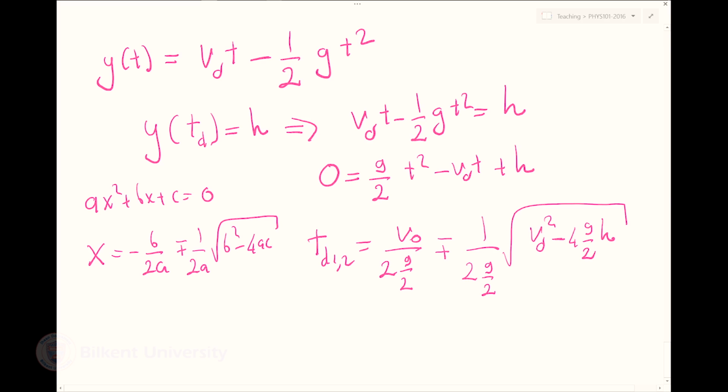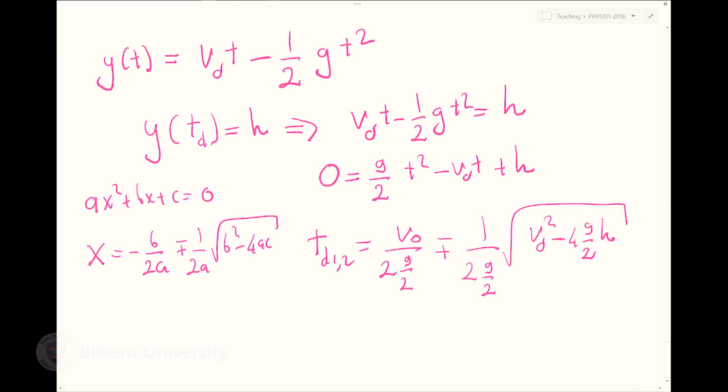v0 over g plus square root of 1 over g square root of v0 square minus 2gh, minus v0 over g minus 1 over g square root of v0 square minus 2gh. Okay? So v0 over g cancels. I have 2 over g square root of v0 square minus 2gh. That's going to be my delta t2.